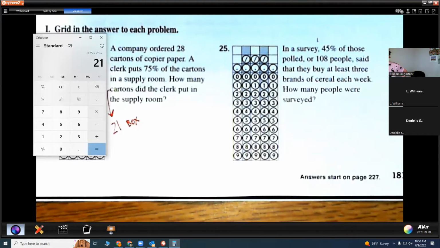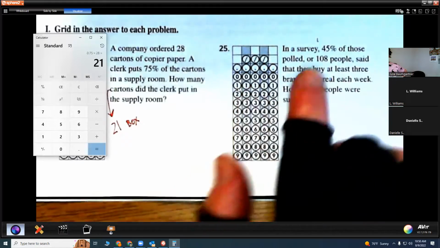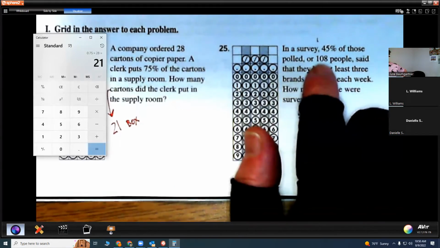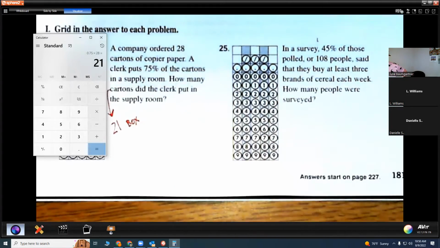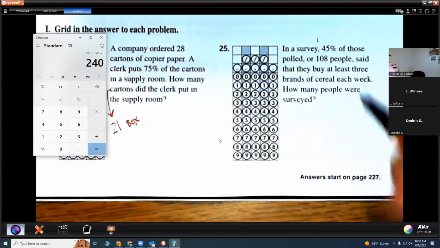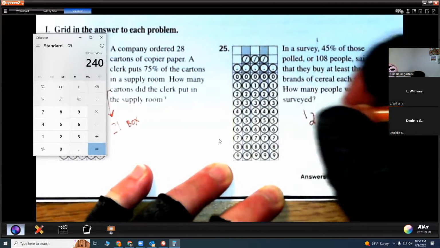All right. So yeah, we have the percent and we have the part. So how many total people were in the survey? 240? I haven't gotten that far, right? So we take the part, 108, and divide it by the percent, 0.45. So yes. Woohoo. Well done.